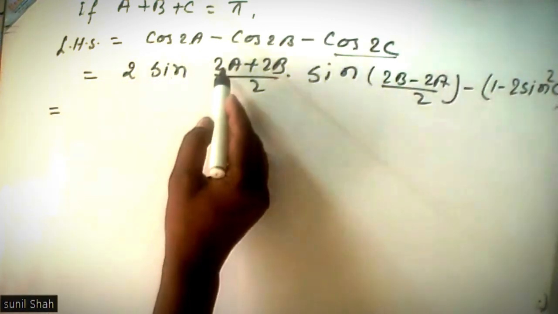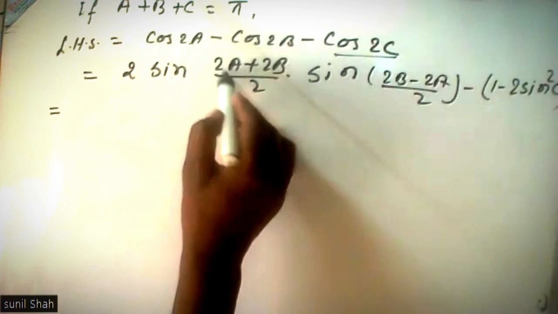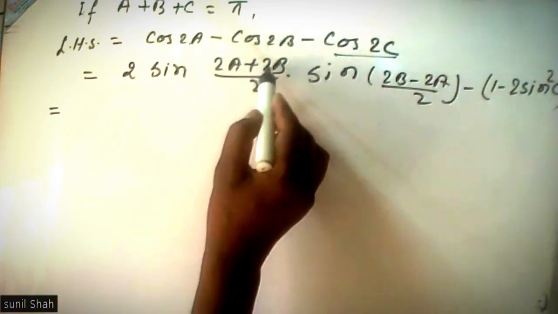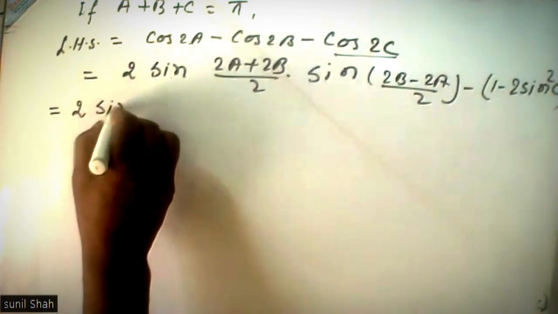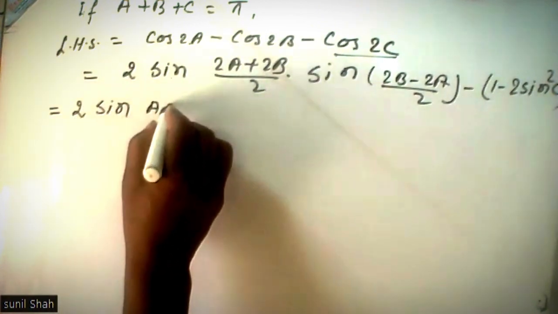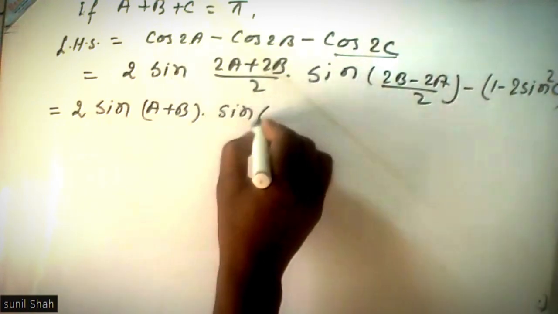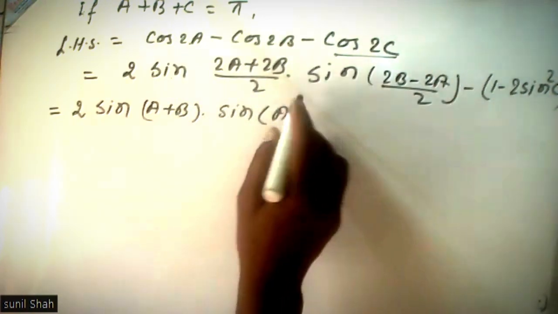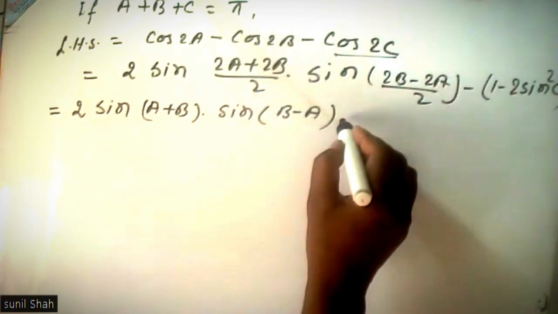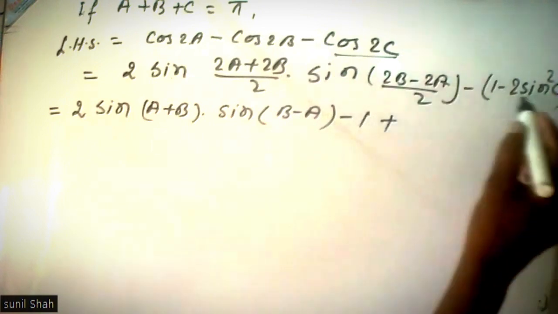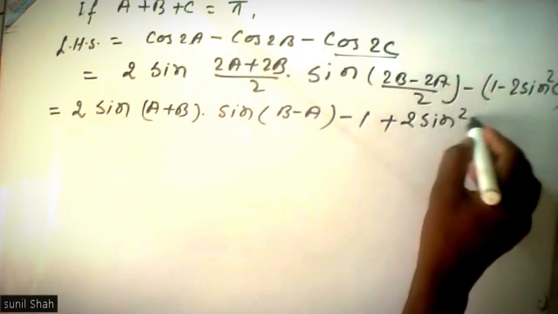Now 2 and 2 are taken out as common. So the remaining terms A plus B remain in the bracket, and the 2s get cancelled. So it will be only 2 sin (A plus B) and this side will have sin (B minus A), minus 1, and multiplying both by minus, plus 2 sin square C.